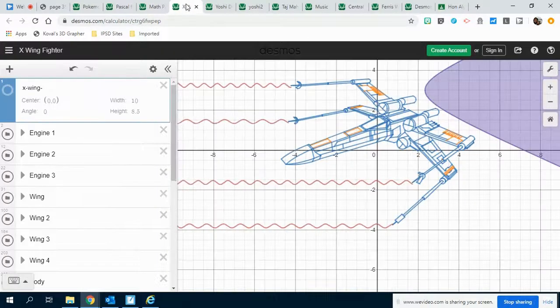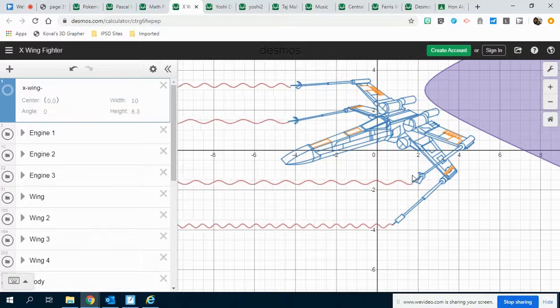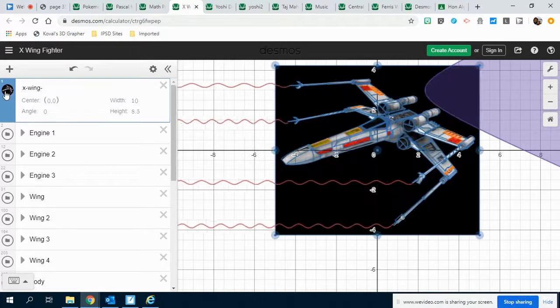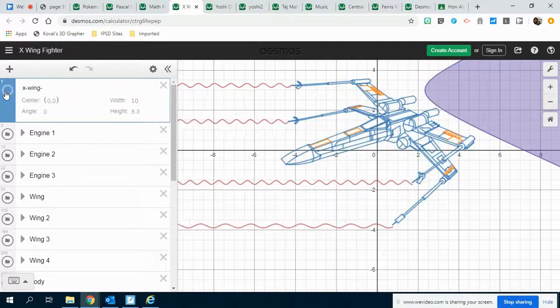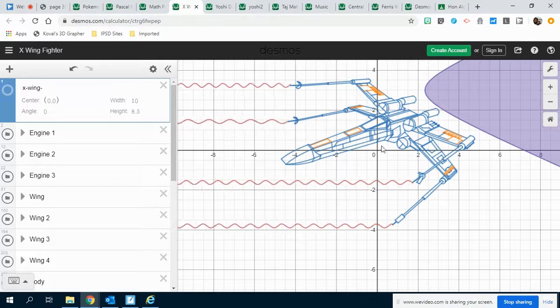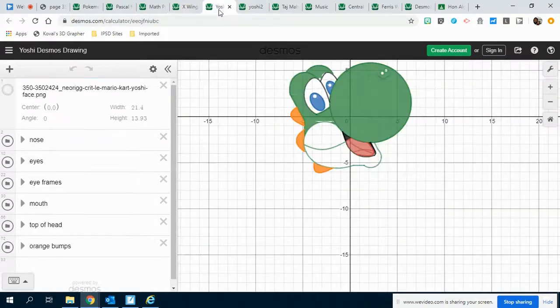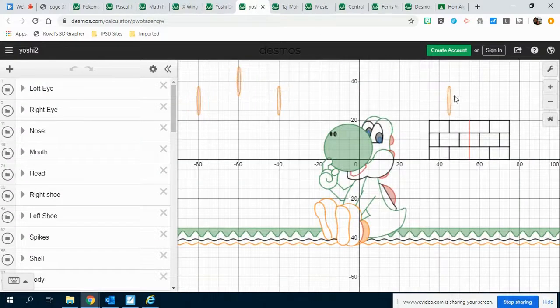So here's an X-wing fighter. Once again, the student put a picture in the back so that they could trace it. There's a Yoshi head, it was traced from a picture. Here's a Yoshi with some coins moving around. This is pretty interesting.